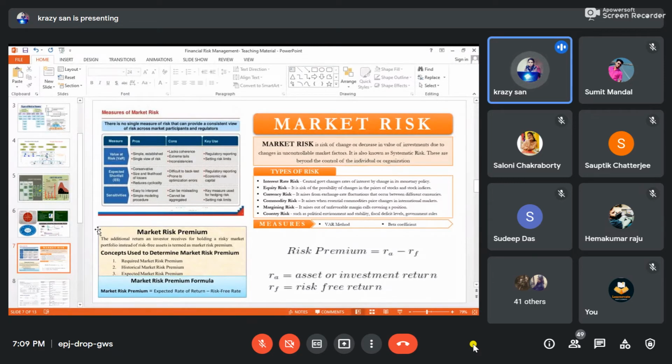Equity risk is not in your hands, nor is currency. As I said, dollar prices keep on fluctuating. Commodity risk, the best examples are silver, gold, platinum, and all that. Then comes margining risk, overcoming the positions, and country risk. Like sometimes governmental issues, unwanted political issues, geographical issues, demographic issues, then instability during peace, then deficits. All these play a role. And what are the measures? The measures are knowing the proper value at risk, method, and beta coefficient.